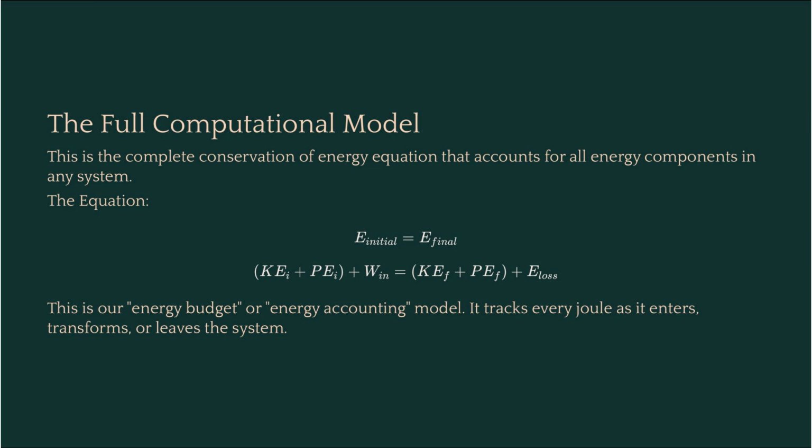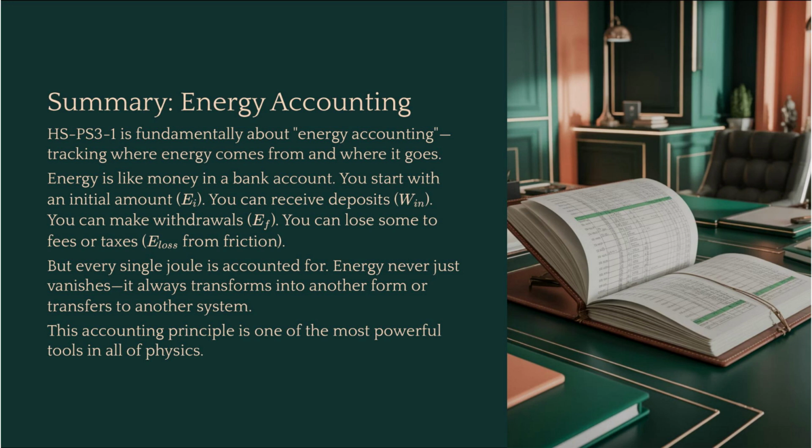This gives us our final complete computational model. This is the one that always works. It's an energy budget. The initial energy of our system, KE initial plus PE initial, plus any energy we add in, W in, must equal the final energy, KE final plus PE final, plus any energy that was lost or transferred out, E loss, usually as heat from friction. This equation is the heart of HS-PS3-1. It's a spreadsheet for tracking all the energy. In the end, HS-PS3-1 just wants you to be an energy accountant.